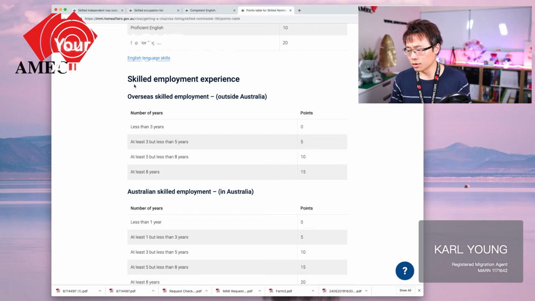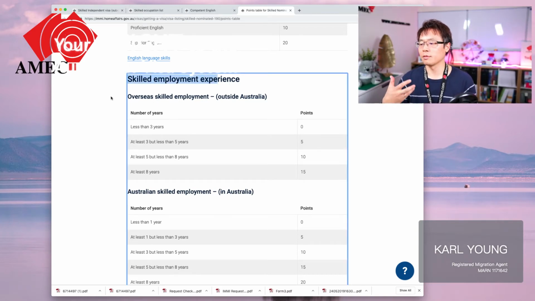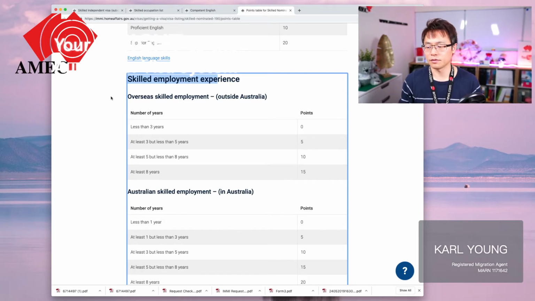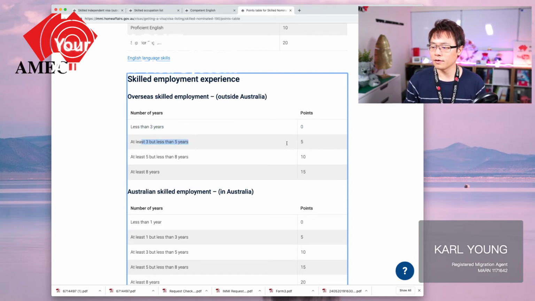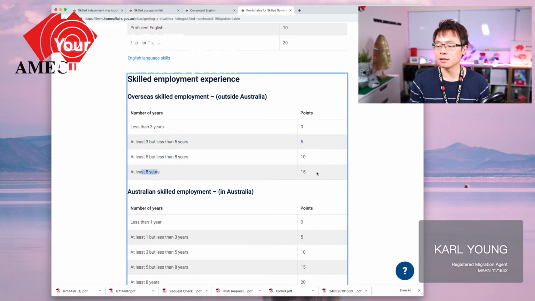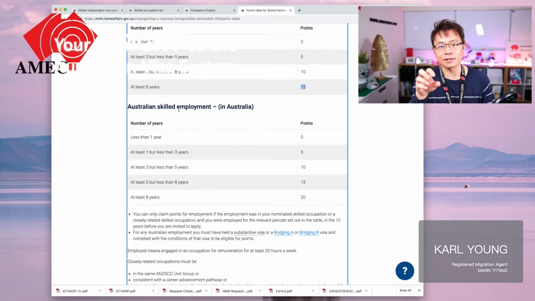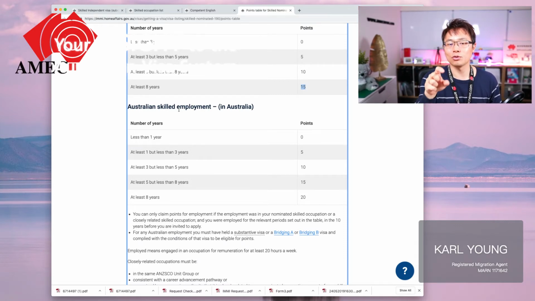Going down and onwards, skilled employment. Obviously, the Australian government favors someone who has skills and also years of experience. So if you have been working outside of Australia for less than 3 years, you get 0 points. 3 to 5 years, 5 points. 5 to 8 years, 10 points. And over 8 years, you get 15 points. And if you have skilled employment in Australia, bear in mind, skilled employment means that the employment has to be closely related to your occupation.